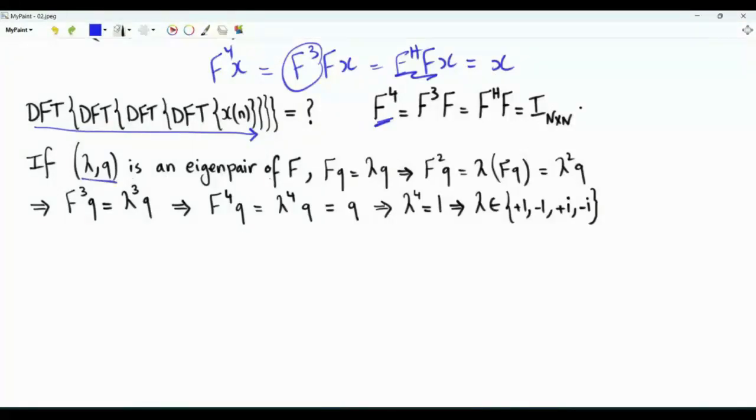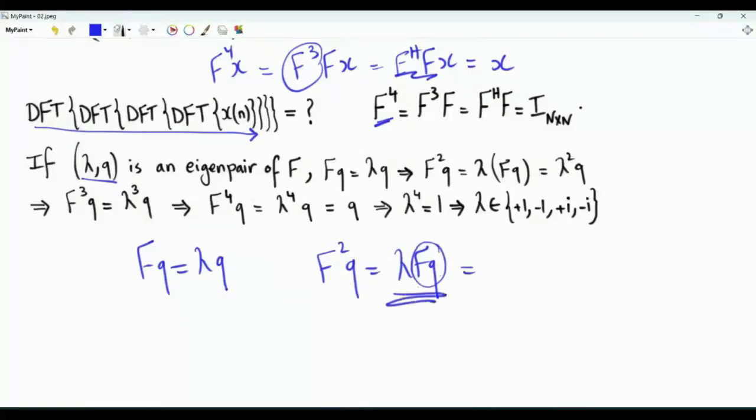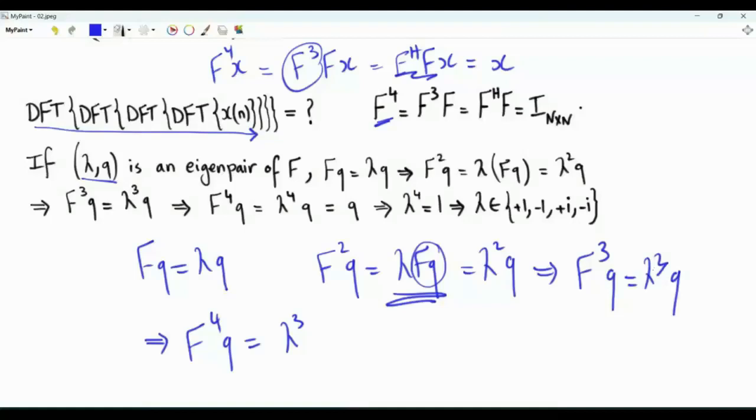If lambda and q is an eigenpair of F, Fq is equal to lambda q. If we multiply both sides from the left by F, we get that F squared q is equal to lambda Fq, but this is lambda q. So this right-hand side is lambda squared q. If we multiply by F again, we get F cubed q, and then we have lambda squared Fq, and Fq is lambda q, so I can put this lambda to the power 3 and then q. Finally, if we multiply by F from the left again, then we get F to the 4 q, and this is lambda 3 Fq, which is lambda q. That's lambda to the 4 q.